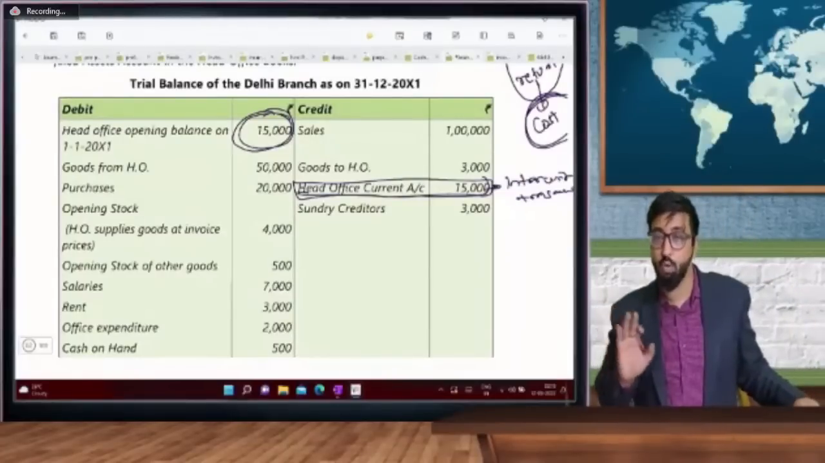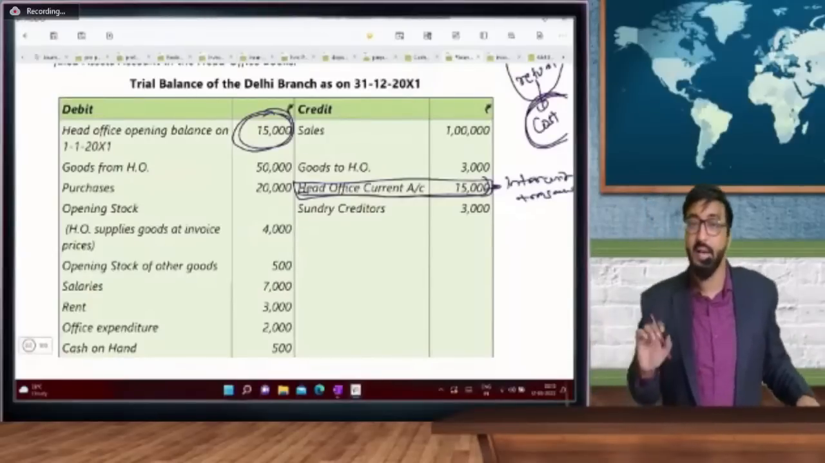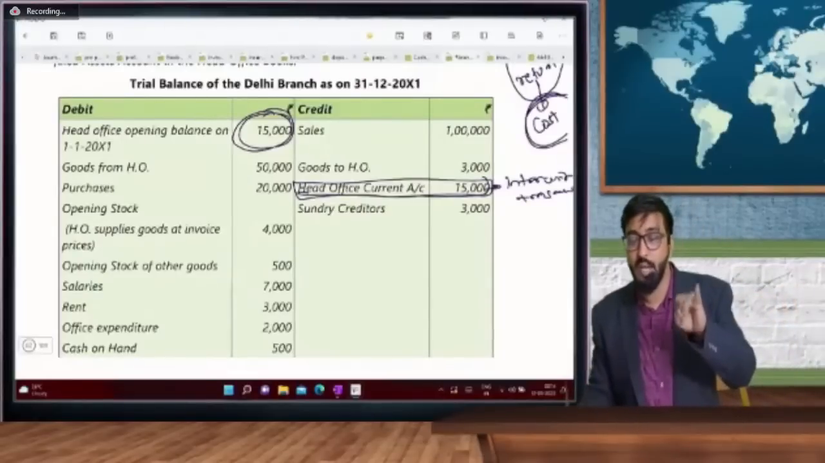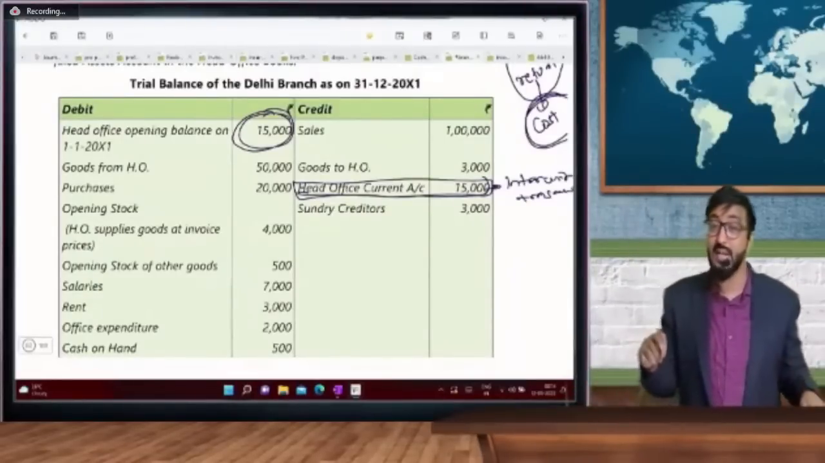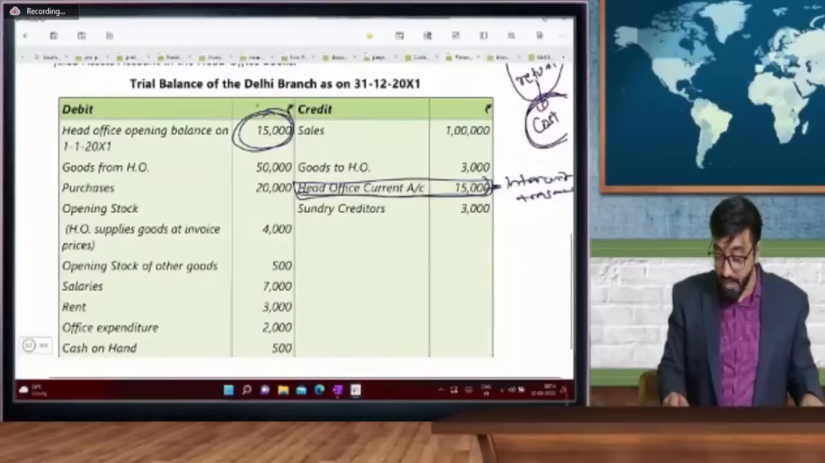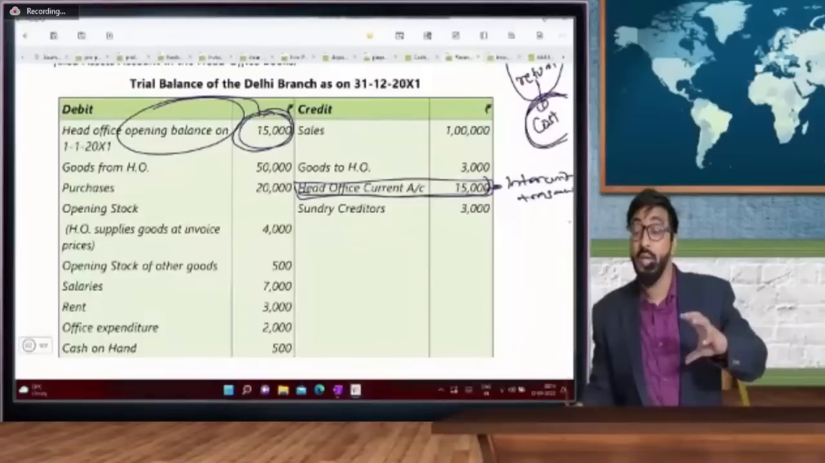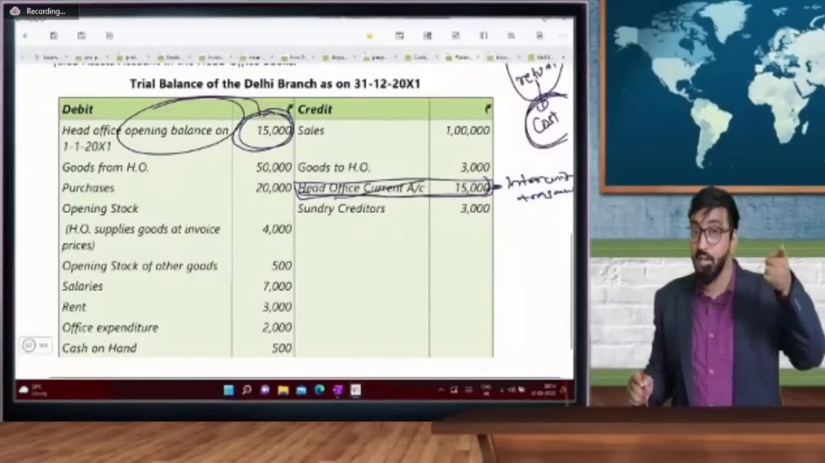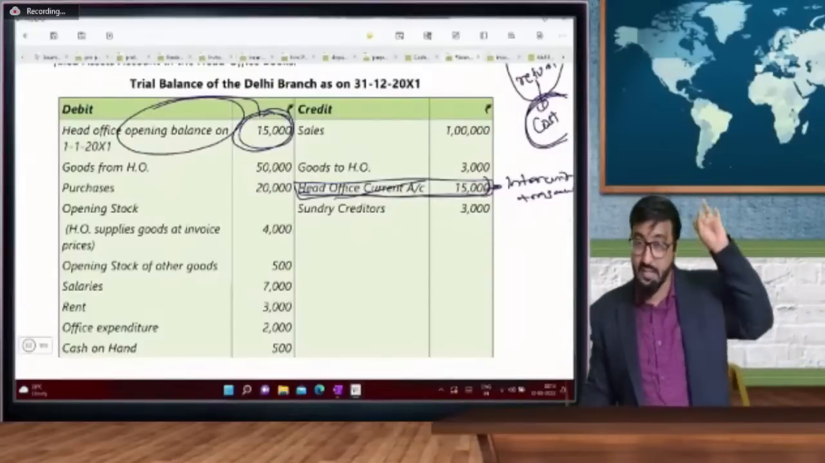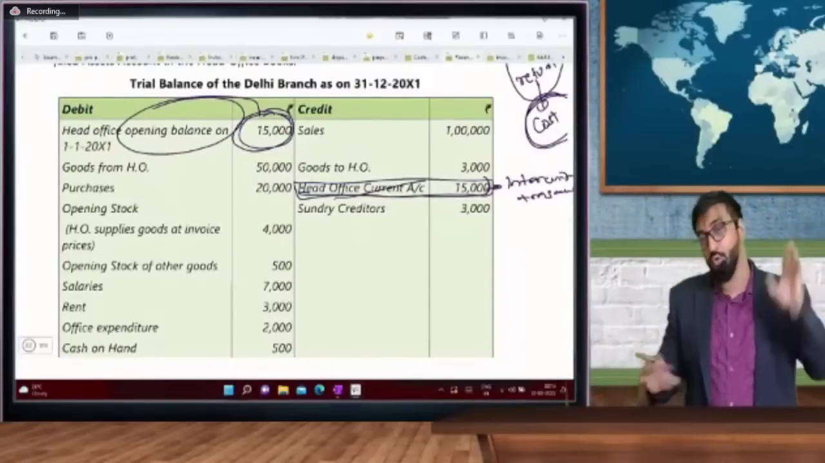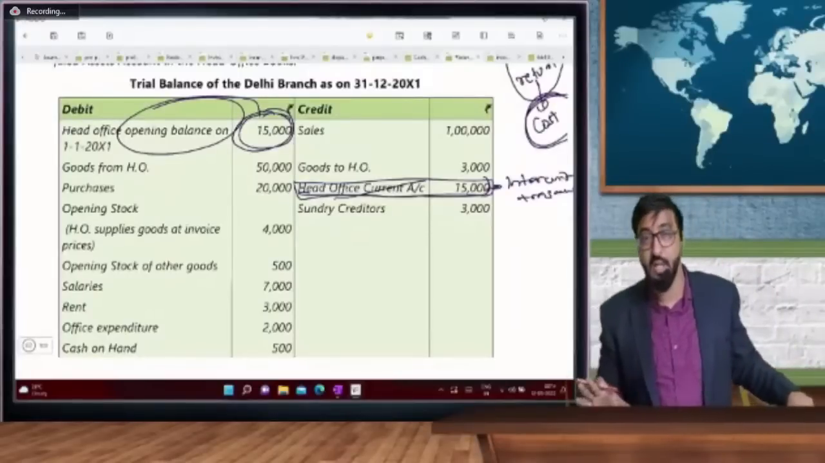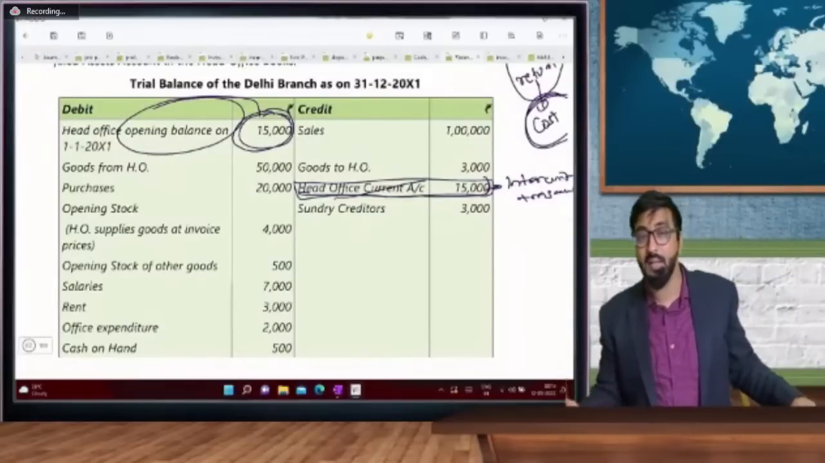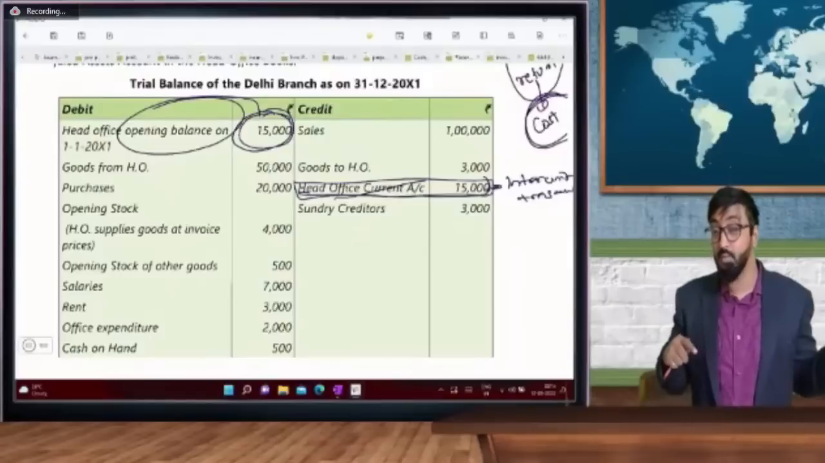Those students who want to understand it, I'm telling you in one sentence: the HO current account is used whenever there is a transaction between head office and branch, for example goods sent to the branch or cash remitted by the branch. These transactions will be routed through the HO current account. And the HO opening balance is what you get when the whole trial balance except the HO current account is merged into it. Last year all items were transferred to the HO account. So the only difference is that inter-unit transactions are routed through the head office current account, and the opening balance is after transfer of all items to the head office.